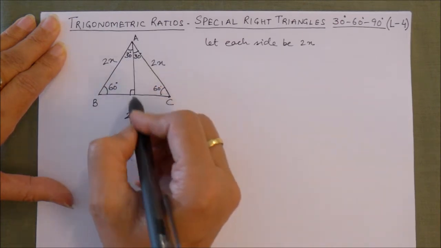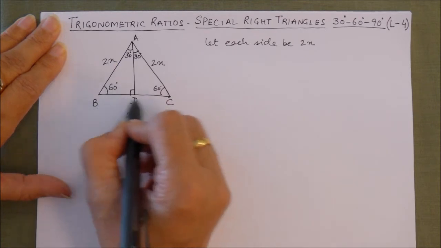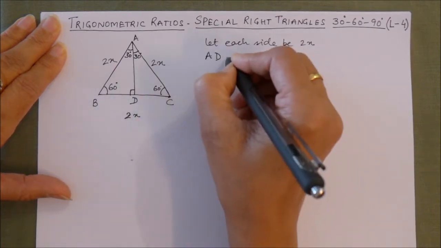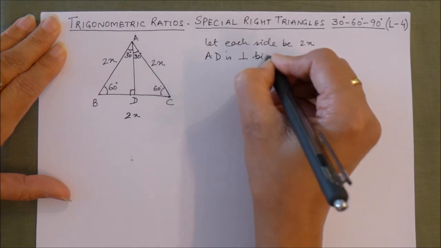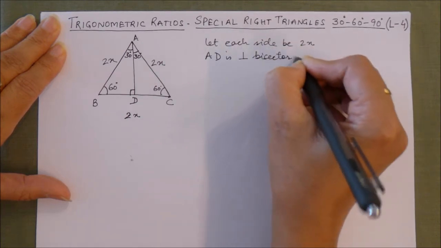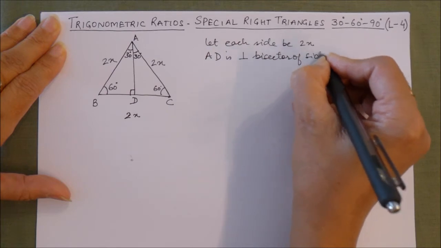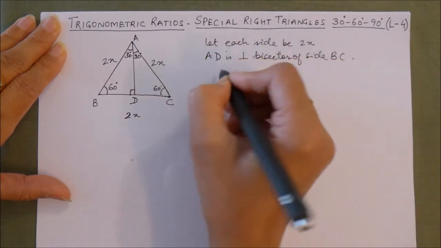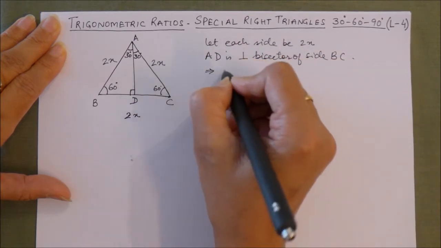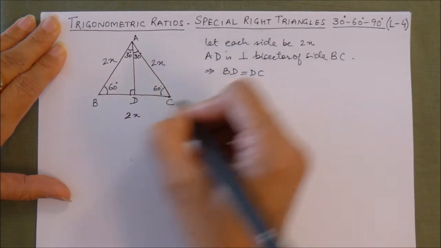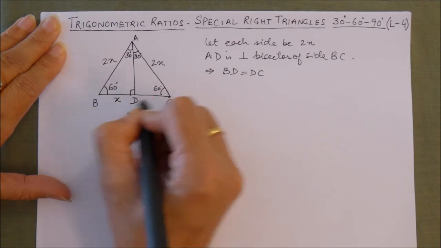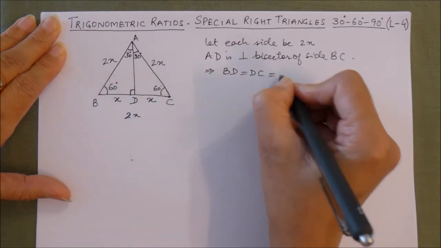And similarly AD is also the perpendicular bisector of side BC. So this gives BD is equal to DC. So since it is 2x, that means each part will be equal to x.